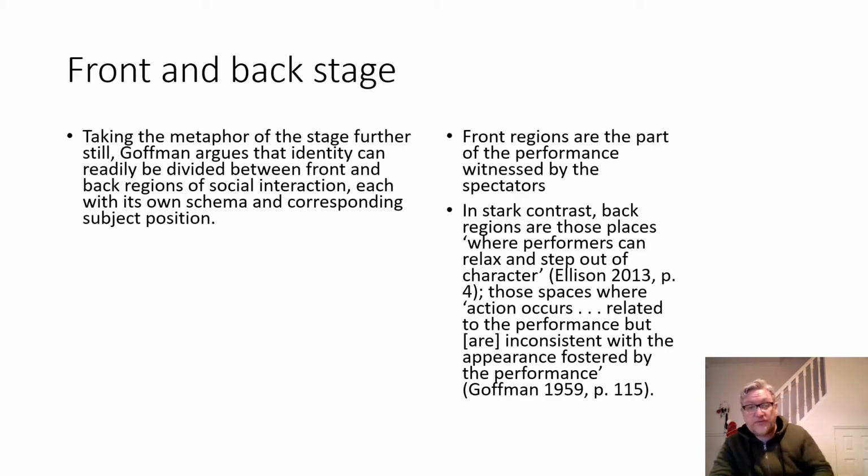So taking the metaphor of the stage further, and Goffman is very keen on this idea of the front and back stage. Goffman argues that identity can readily be divided between front and back regions of social interaction, each with its own schema. That schema is like a set of mental shortcuts and corresponding subject position. The front regions are the performance witnessed by the spectator, if you like, the image. The presentation of self on social media. In stark contrast, the back regions are where performance can relax and step out of character. These spaces where action occurs related to the performance but are inconsistent with the appearance fostered by the performance. If you like, the backstage is the us. We are not on at that point in time. We are not doing the performance. We are stepping away from these things.